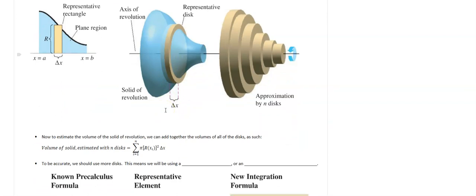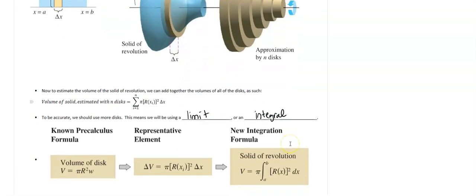So the volume of a solid estimated with disks is going to be the sum from i equals 1 to n of pi times r of x sub i squared, that's the pi r squared, times delta x. And if we want infinitely many disks, we're going to use a limit or an integral, preferably an integral. So we know the volume of one disk. We have our representative element as delta V equals the volume of the ith disk.